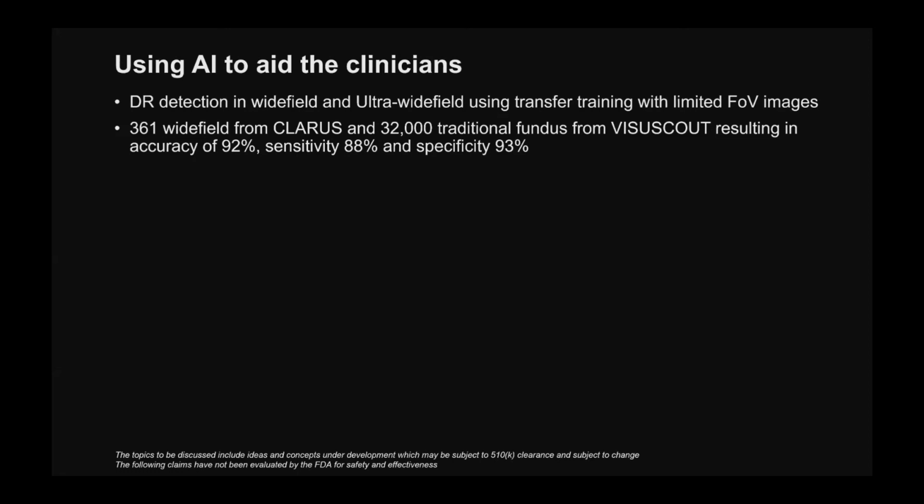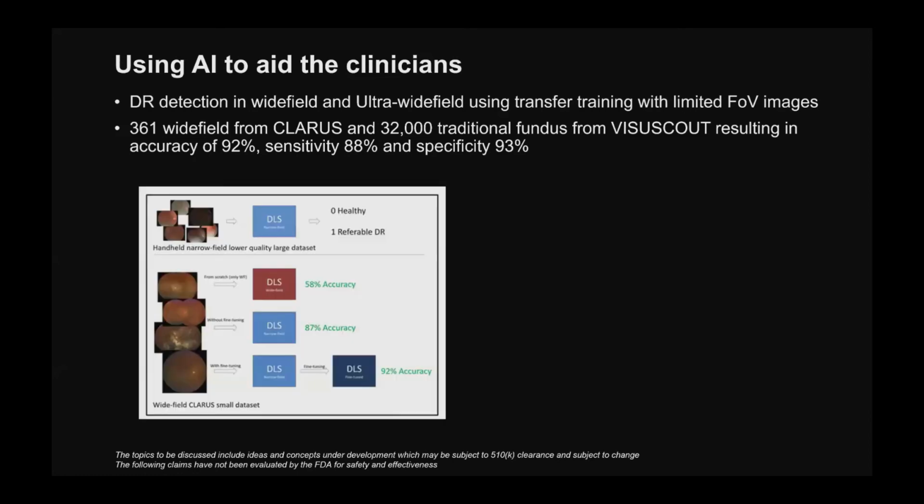This is a proof of concept which was already published in Imaging in the Eye 2020, in which we use about 361 Claris images. And for the transfer training part, we use 32,000 traditional fundus images from VisuScout. By using both of these together, the algorithm we developed using deep learning ResNet is giving us an accuracy of 92%. And then we are also reaching a sensitivity of about 88% and specificity of 93%.